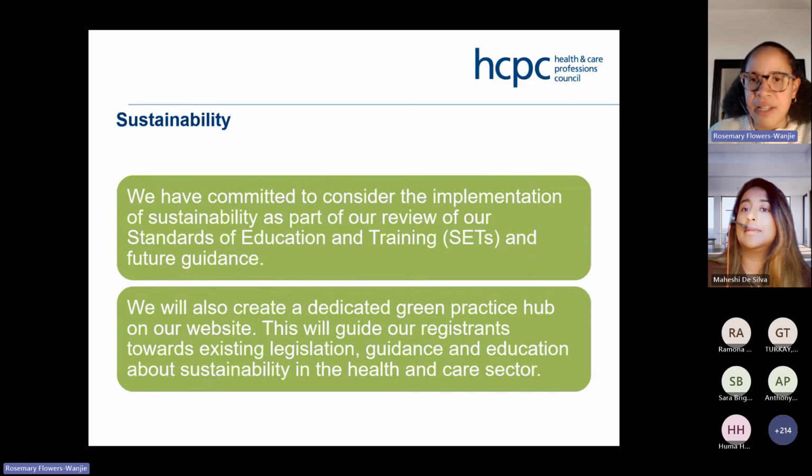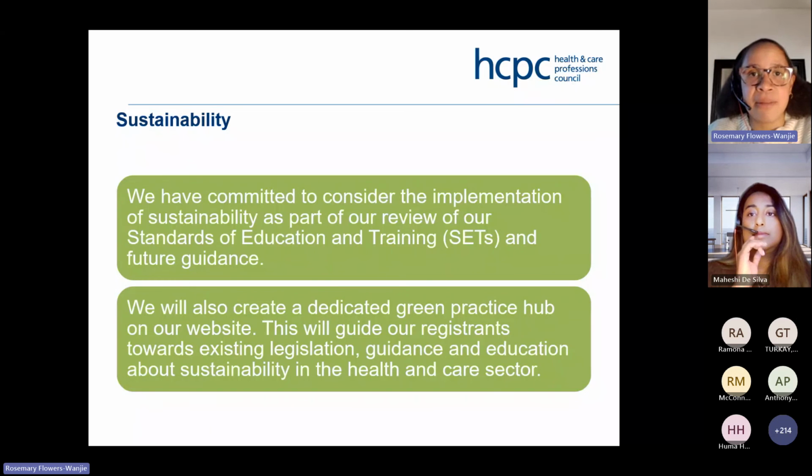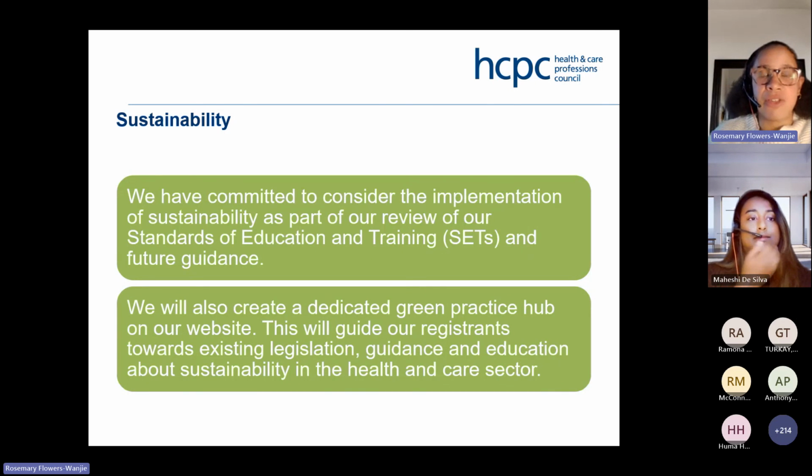And we're doing this because we included sustainability as part of our consultation, and we heard back from a number of consultation respondents that sustainability was important to them. And our registrants, particularly some of them, are worried about us introducing a standard on sustainability. It might be difficult to implement, especially in low resourced workplaces or workplaces where it's hard to actually make the sort of big decisions about how you practice individually. And also we had some people who just didn't really know what sustainability was and how it related to health and care.